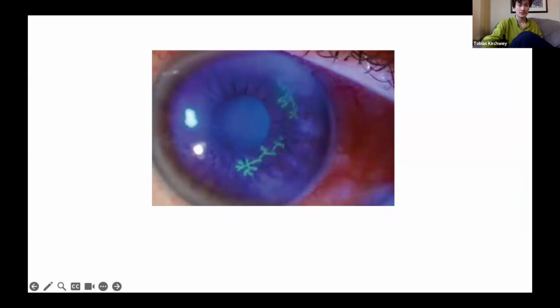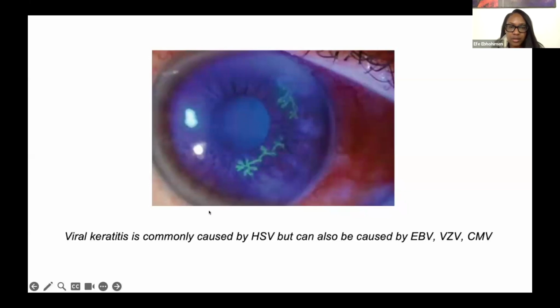Like a herpetic, herpes, fungal infection. Yeah, so more generally, just a keratitis. And this can be due to direct abrasion or infection. This specifically is a viral keratitis, and it's commonly caused by HSV, but can also be caused by EBV, zoster viruses, and CMV. So keep those other viruses in mind. And also think about this in your immunocompromised patients.